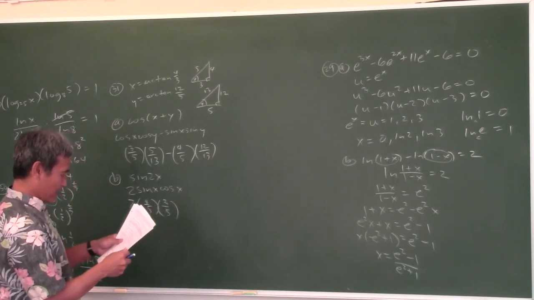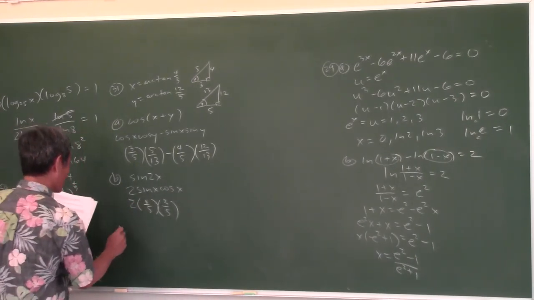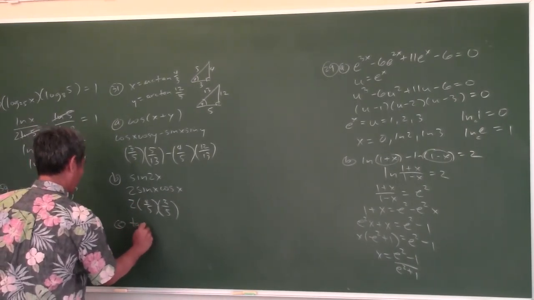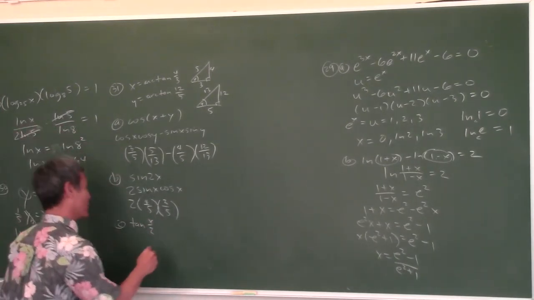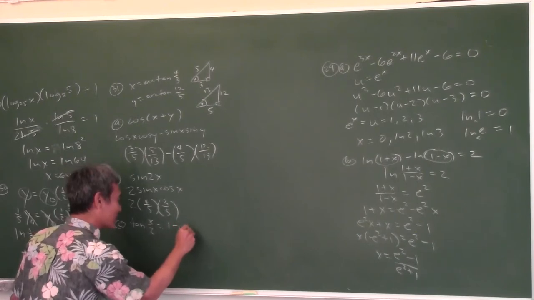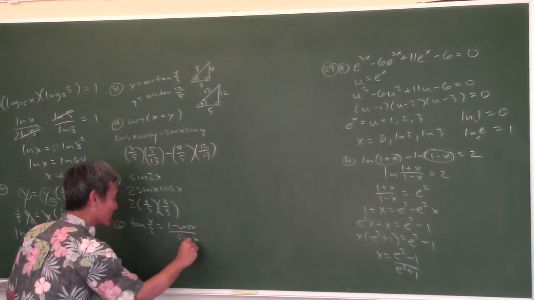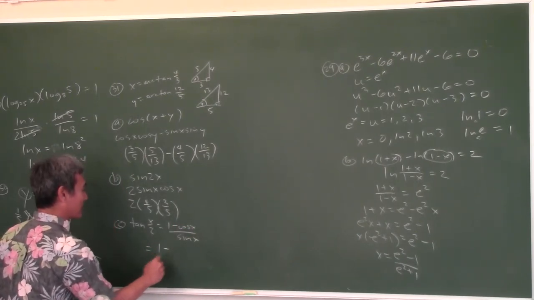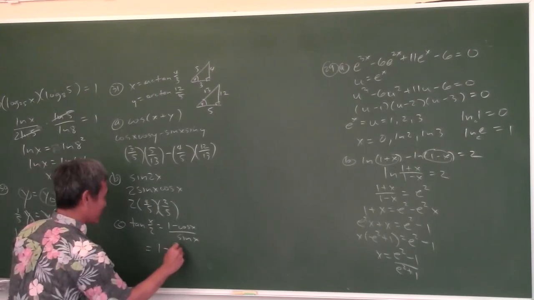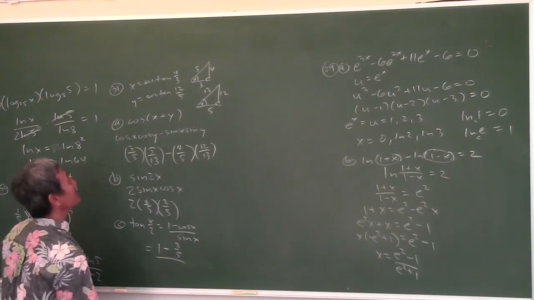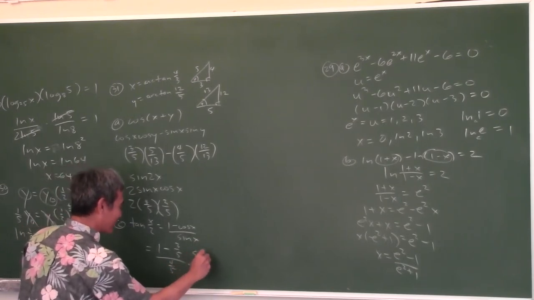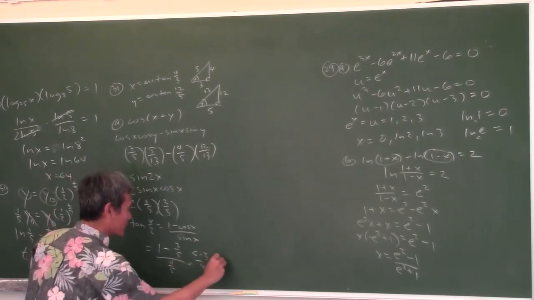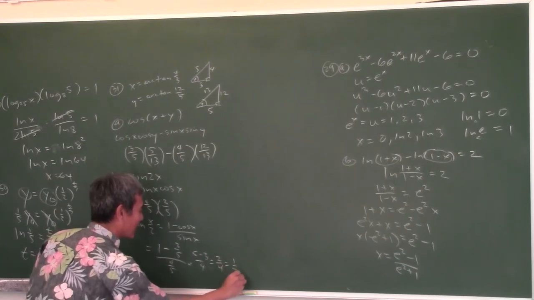And then C, tangent x over 2. Now, tan x over 2 has 3 identities, but which is the one I told you to remember? 1 minus cosine over sine. That's the bestest one to use. So, looking at your picture, cosine x is 3/5. Sine is opposite over hypotenuse. Multiply top and bottom by 5. 5 minus 3 over 4, 2/4, which is 1/2.